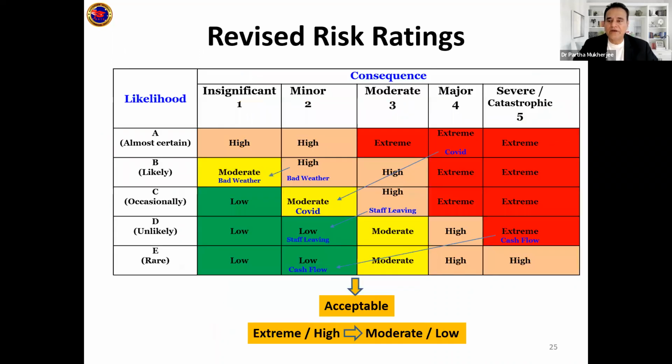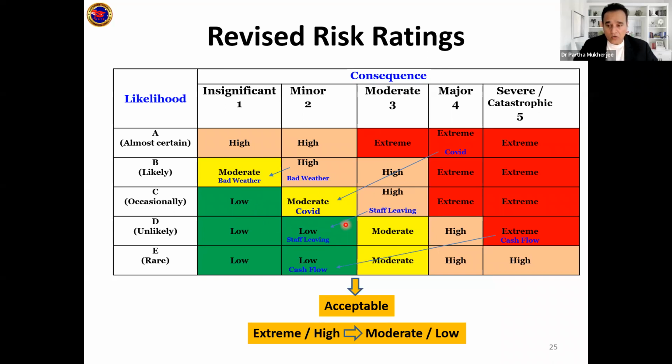So let's see in our example. For example, in our COVID, it was initially extreme. Now you as a project manager have told everyone, please from tomorrow, everyone will come with a mask. Everyone will come and do hand sanitizing. Everyone will ensure that social distancing is being maintained. All these controls you have put here. And then after putting them, you say, look, it has come down to moderate.